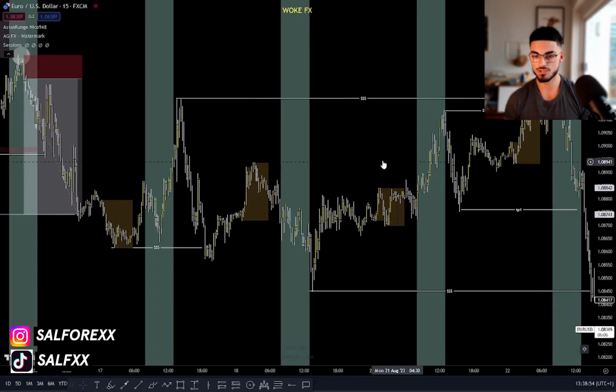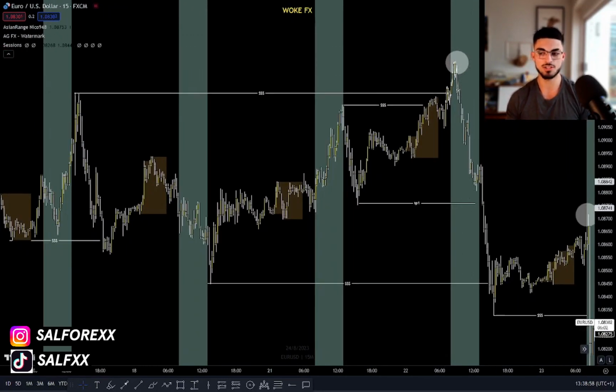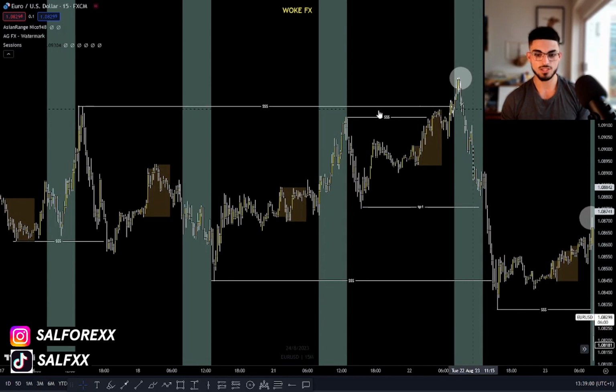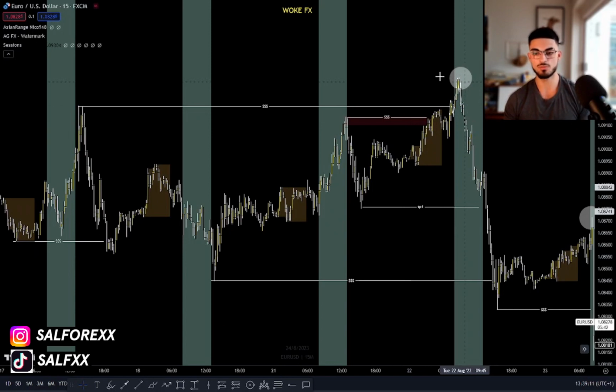But yeah, let's move on to the next week. So next week, here's a really good position, which I know our Discord community caught. We swept liquidity from here, from this high, and we also swept some structural liquidity from this high here, and also Asian high was swept. So super good position, this one.